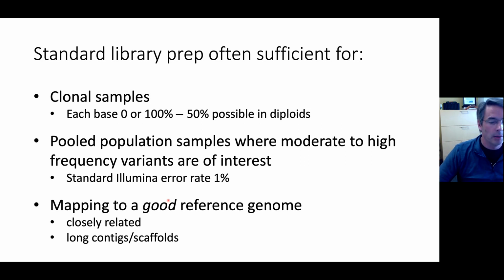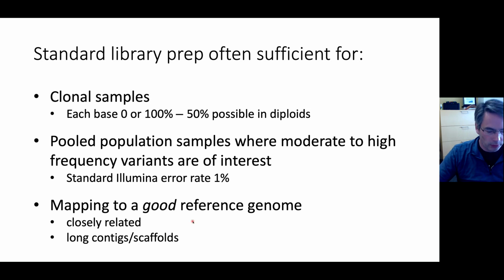Okay, and then mapping, when you're mapping to a good reference genome. So what do I mean by good? It's closely related to the samples that you're using, and it has long contigs or scaffolds. The more chopped up and small the contigs and scaffolds are, that means there are more breaks in the assembled genome. Then that makes it harder to map the reads, because the reads might span a break or an unassembled part, and then you don't know where the reads belong, and you just kind of have to throw them away.